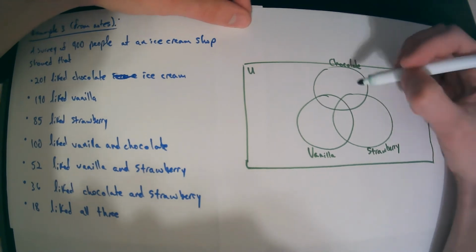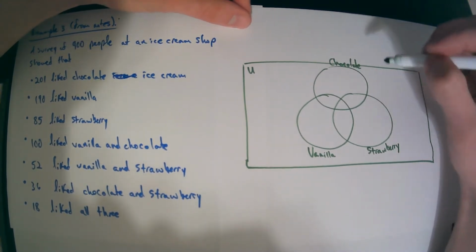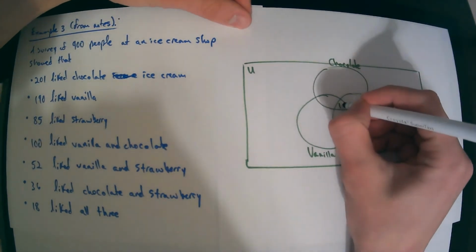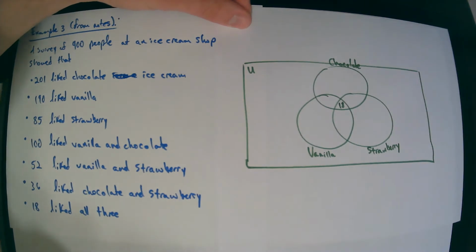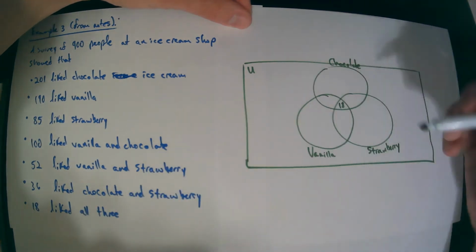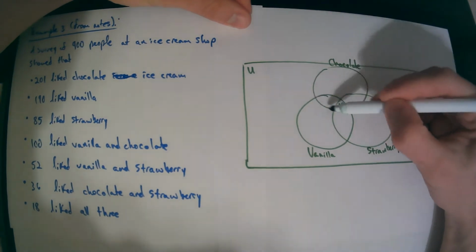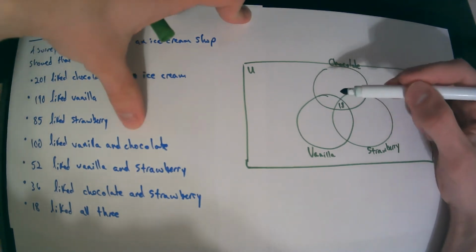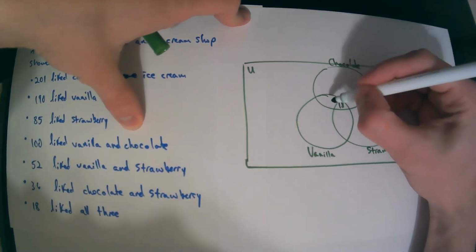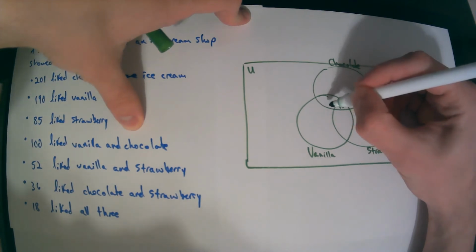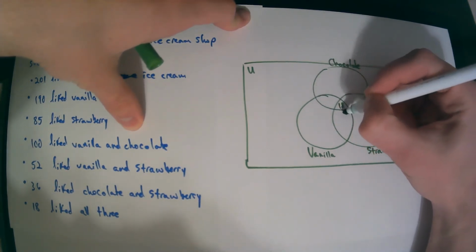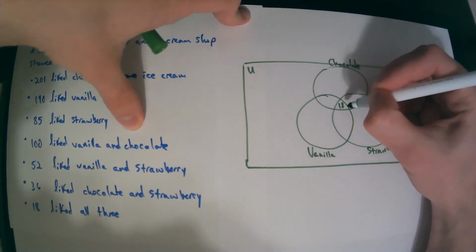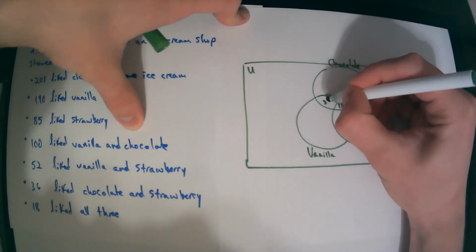So the way to do it is to always start from the very center, from the most exclusive spot. So 18 people liked all three. That's what we start with, right there in the center. Now, this spot, the one I was just talking about, chocolate and vanilla. The number of people who like chocolate and vanilla is 100. So what do I write right here? Not 100, right? This whole section here is the number of people that like chocolate and vanilla. So that means that this must be 82.